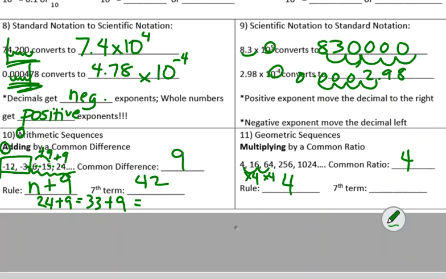Our rule would be 4 times n. And what would your 7th term be? Well, you're going to have to take the last number, which is your 5th term, multiply it by 4, see what you get. And then that number you're going to have to multiply by 4 again. Okay, so go ahead and fill out the 7th term. Once you've done this, you can try the rest on your own on the back with no calculator.